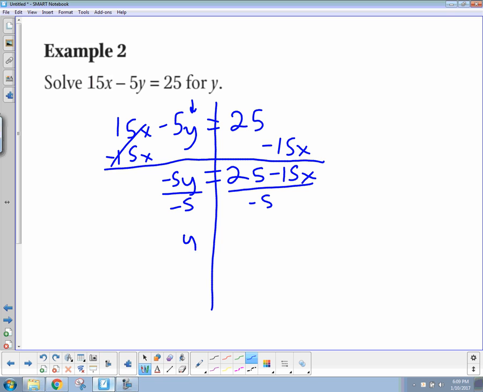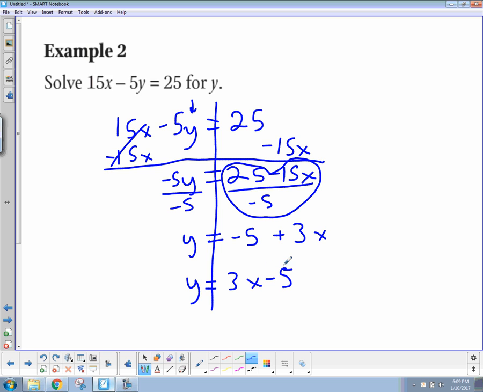So y equals, do your heart, 25 divided by -5 is a -5. A negative and a negative make a positive, so 15 divided by 5 is 3x. Again, I'm going to write it with the variable up front. Boom. Notice how that negative stayed with the 5. Okay? Boom.